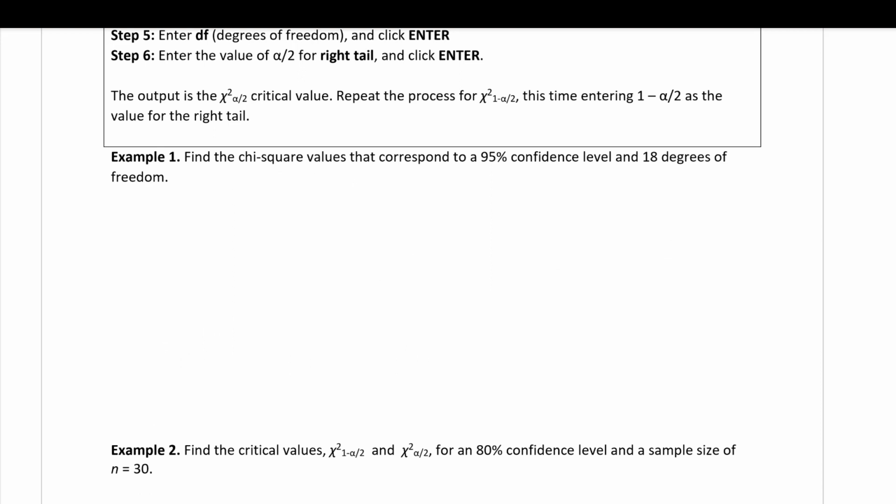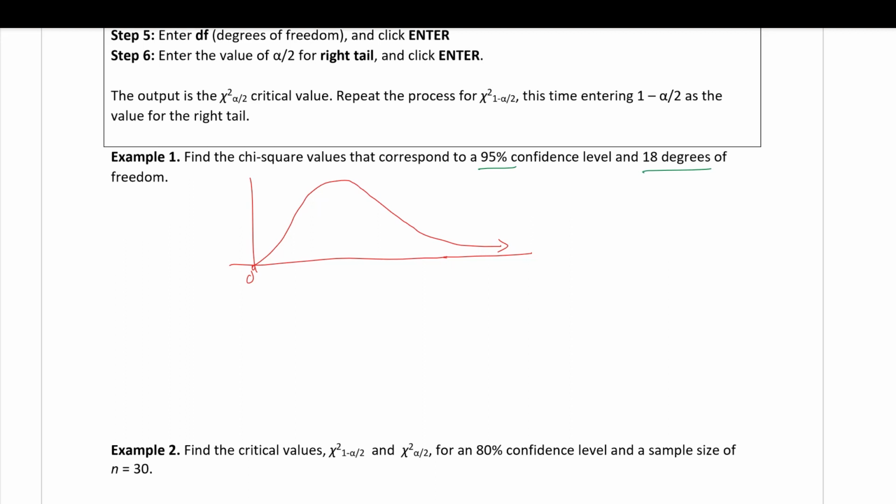Okay, so for example 1, it says find the chi-squared values that correspond to a 95% confidence level and 18 degrees of freedom. So just like the other problems, you want to come up with a picture. You want to have a vertical axis and a horizontal axis. These both intersect at the point 0, 0. And let's go ahead and draw it. So it looks like that, and it has a long tail that goes on forever. But it does start at 0.